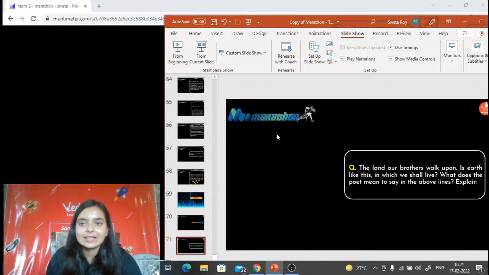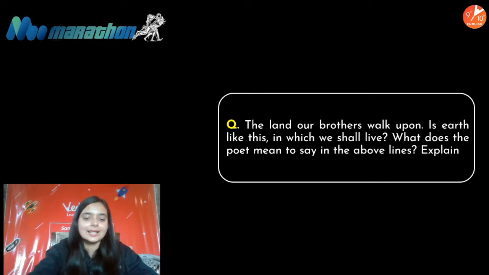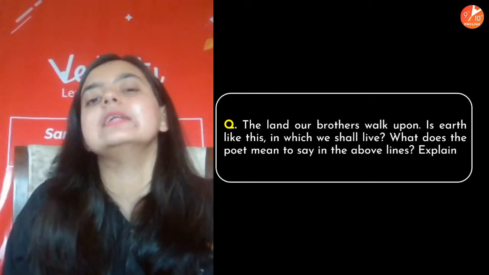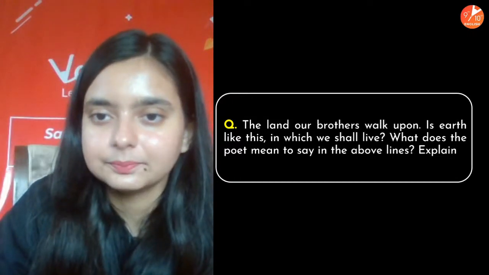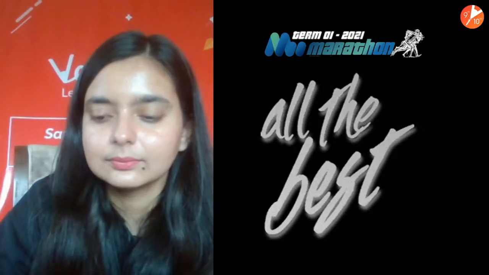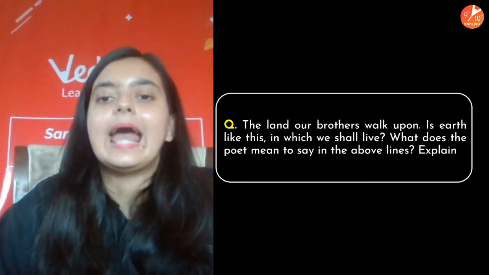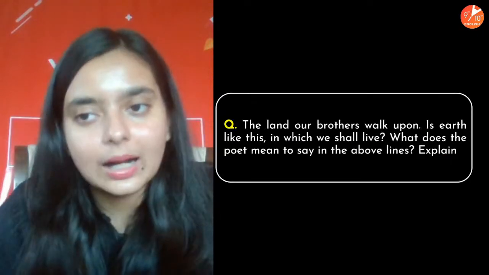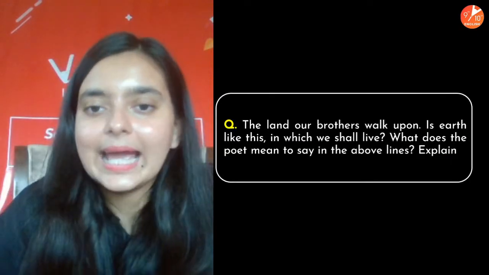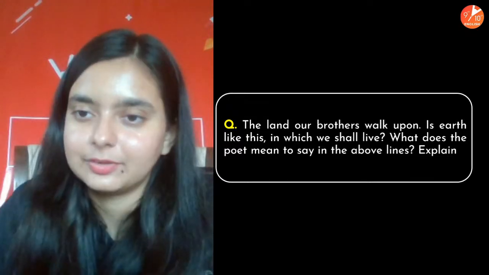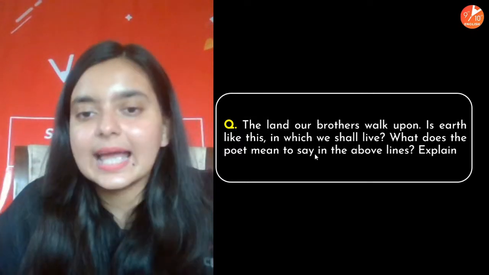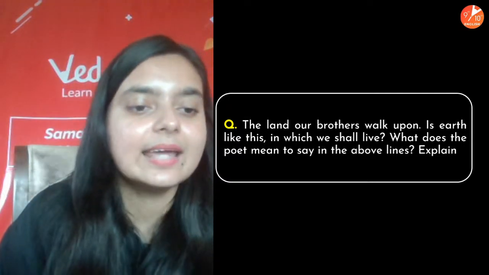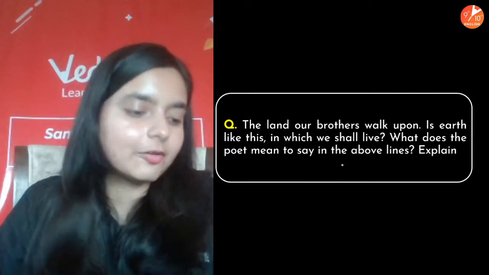With that, guys, we have come to the homework question that I want everyone to comment on in the comment section. The land our brothers walk upon is earth like this in which we shall live. What does the poet mean to say in these lines? Please explain these lines in the comment section. Please do not forget to comment.